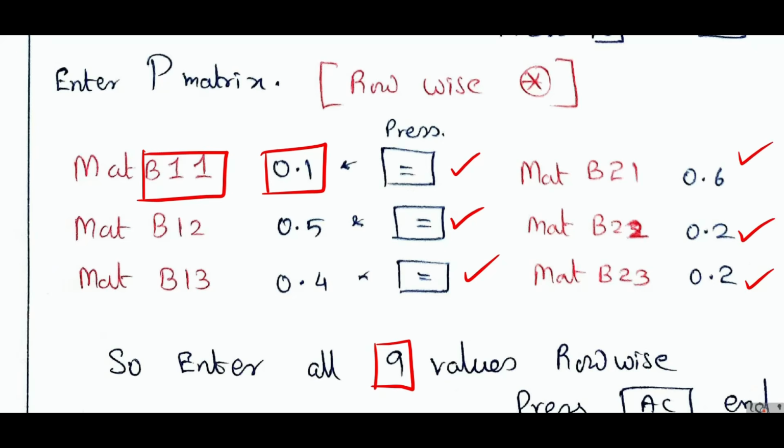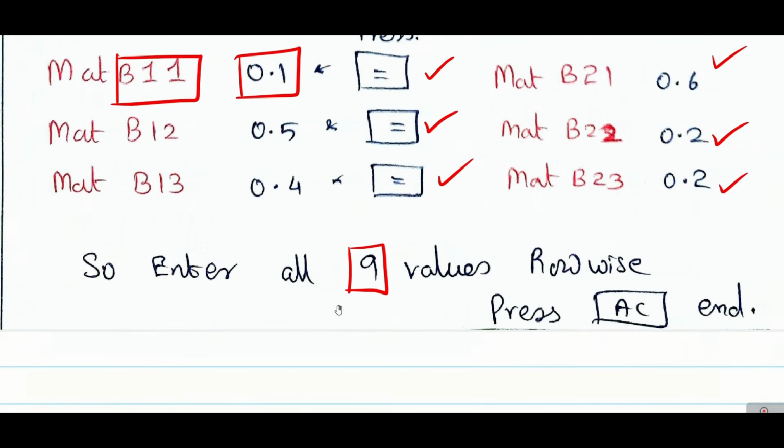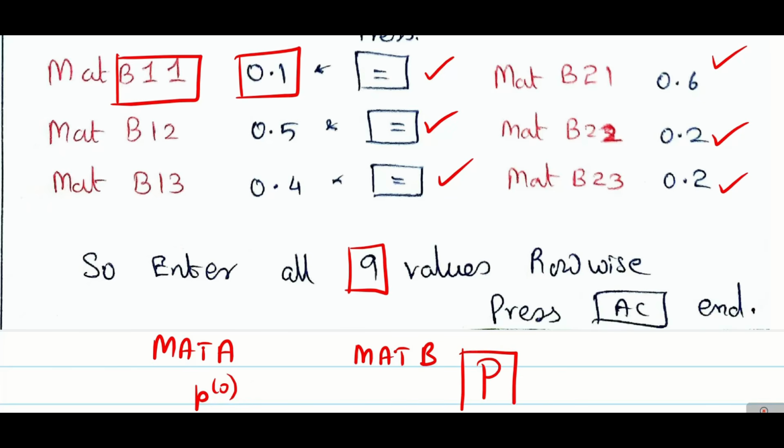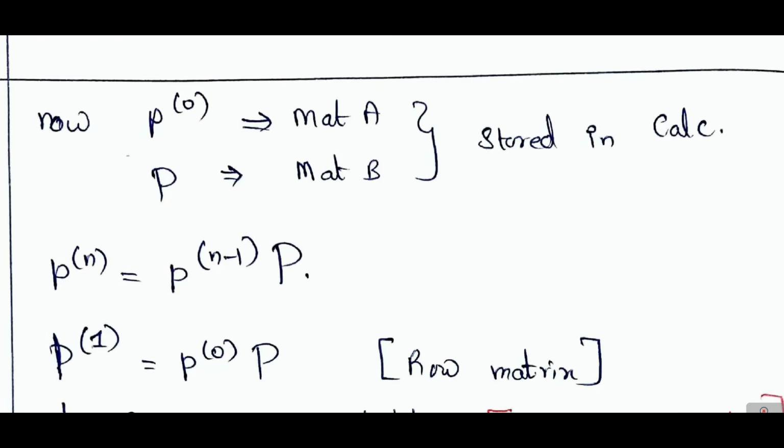Then once you did, as usual, as I said, press AC. So now your matrix A is going to be my initial condition. Mat B, which is saved in the calculator, is going to be transition probability matrix. Now we are ready for problem solving purpose. So both the data mat A, mat B is stored in the calculator.